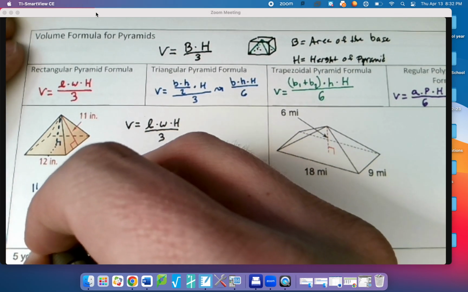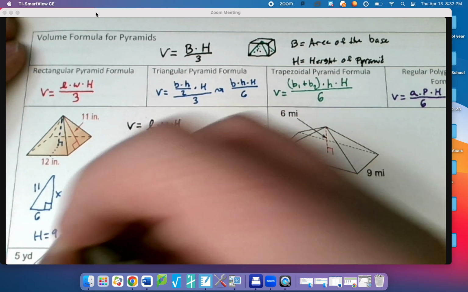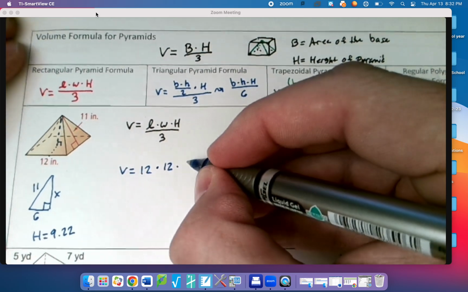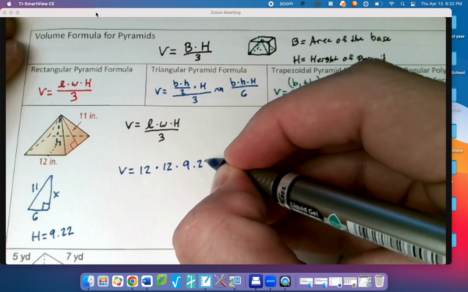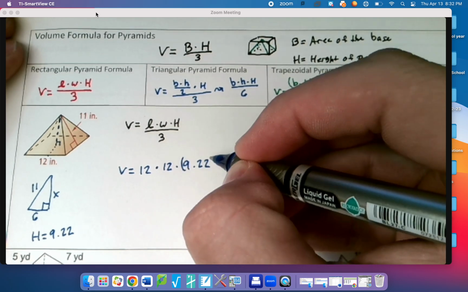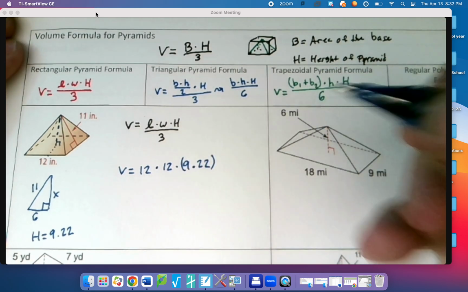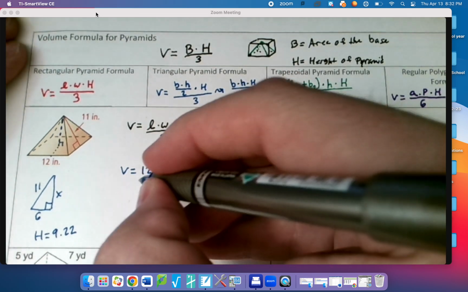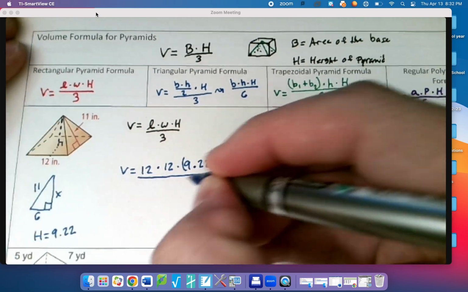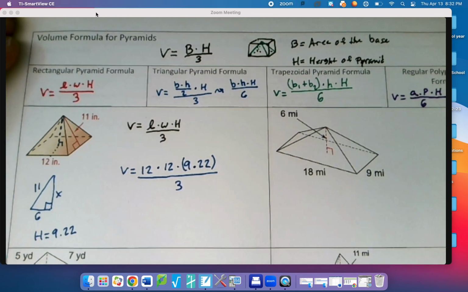I'm going to record that right there. 9.22 is our height. I come over here. 9.22. I'm going to put that in parentheses. Make that decimal point look more like a decimal point, not a multiplication dot. And I have to divide that by 3.